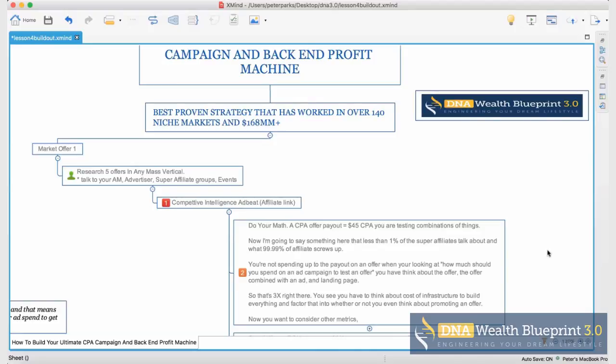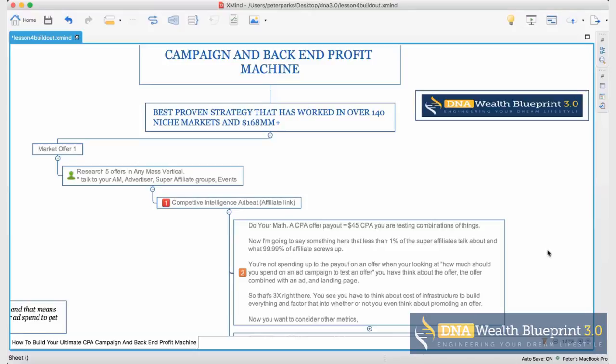because you need to think about the cost of the infrastructure to build everything, and you need to factor that into whether or not you are even going to think about promoting an offer. So if you're thinking about promoting a $2 offer as an affiliate, like a $2 zip offer, well, it's not actually $2. You're not actually spending $5 on a campaign to see if you can convert on a $2 zip submit. You have to think about this now.